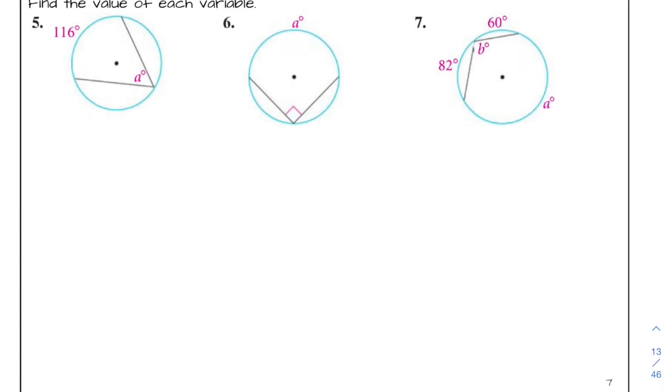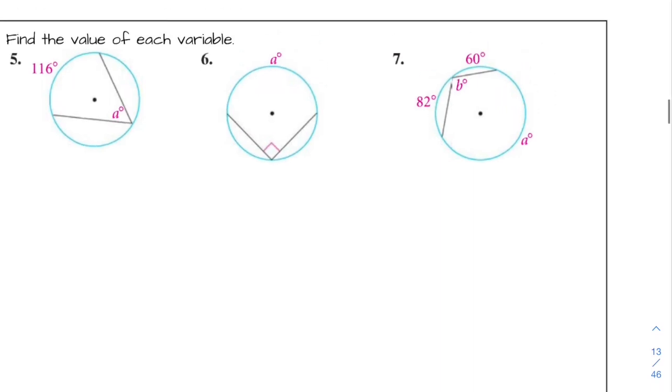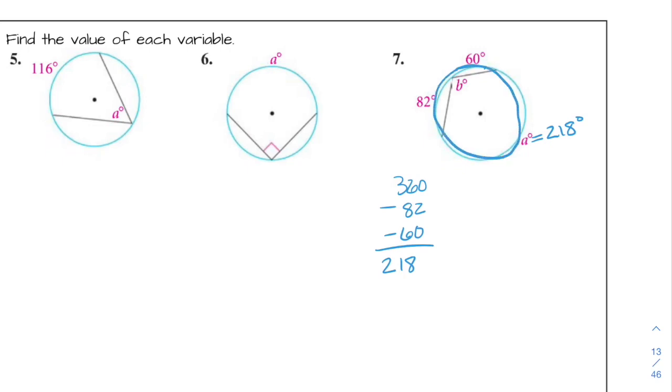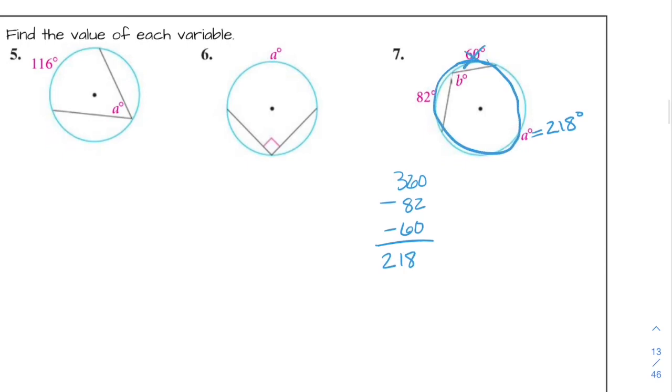When you do number 7, do 360, take away 82, take away 60. And what you'll find for number 7, let's see, 360, 300, 218. That is angle A. All I did was I took the whole degree measure around the circle. Think about this whole degree, that's 360. Take away what you know, which is 60 and 82. And then that will give you the rest of the arc measure.